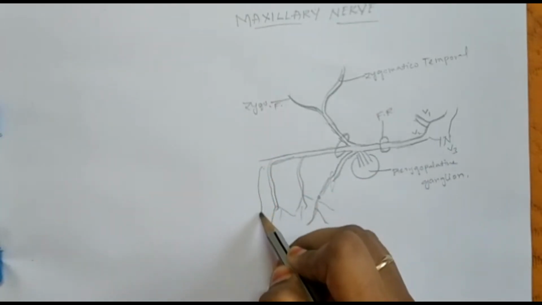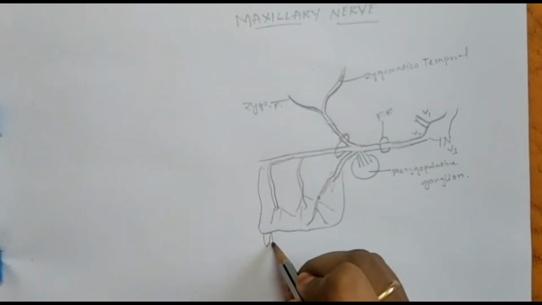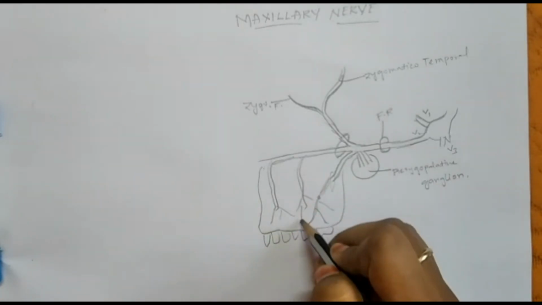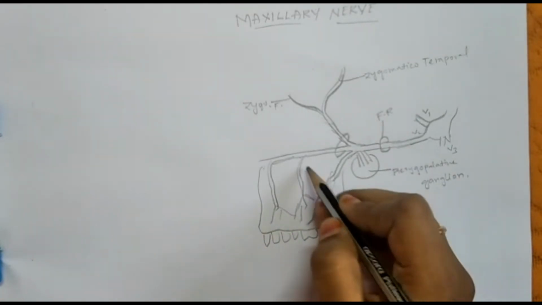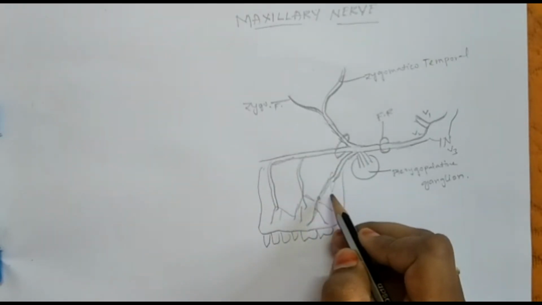This is the maxilla bone. These are the teeth. And this middle superior alveolar nerve and the posterior also supply the maxillary sinus in the maxilla.